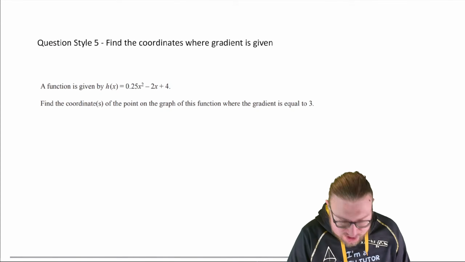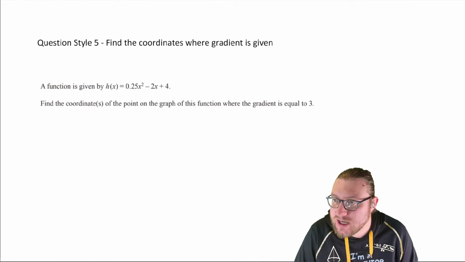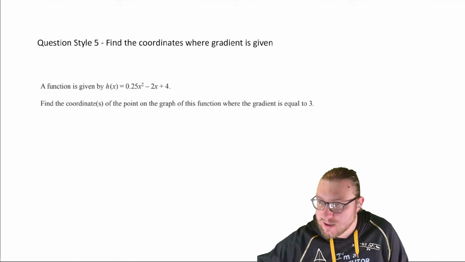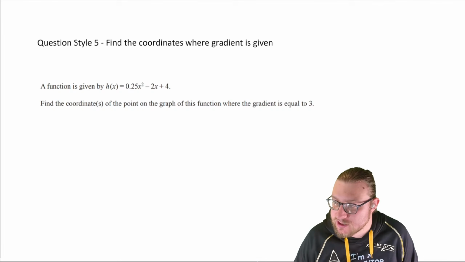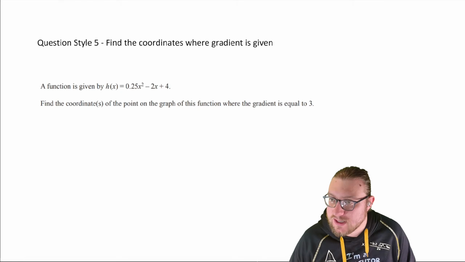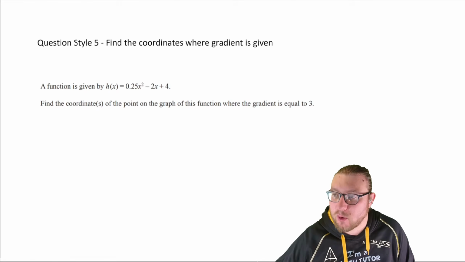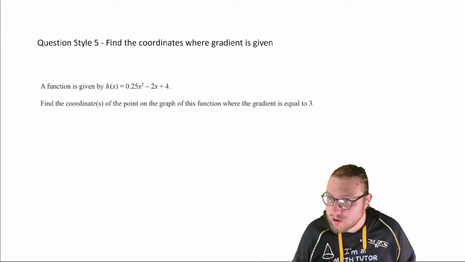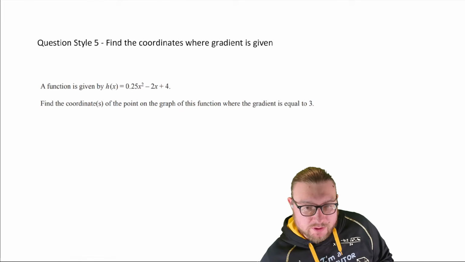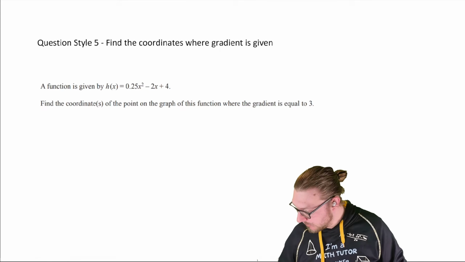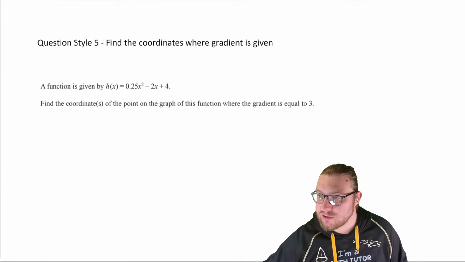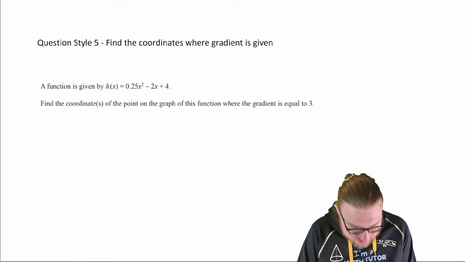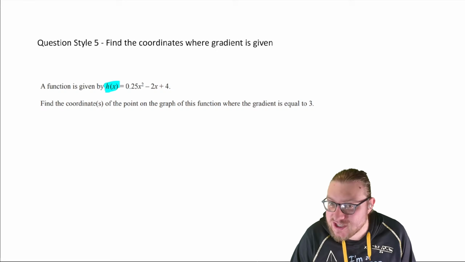Okay, the last achievement style question that you guys need to know about is to find the coordinates where the gradient is given. So again, let's have a look here. We have h of x is given. That's the original function. And now what we want is to find the points when the gradient is equal to 3. So again, we're talking about the gradient. So every time we talk about the gradient or rate of change or any of those, what do we need to do? Well, we need to know the gradient function. So we're going to have to do the derivative. And again, a little cheat code. Remember, they give you an h of x here.